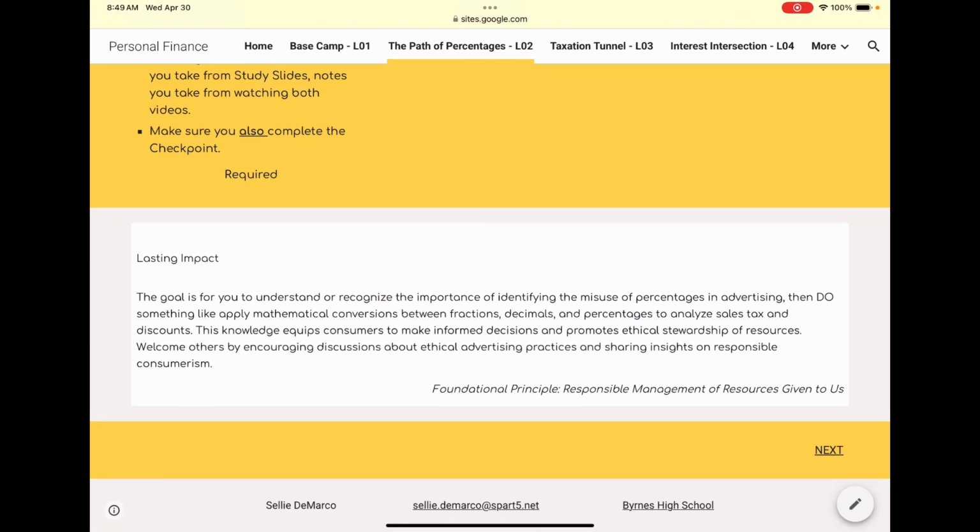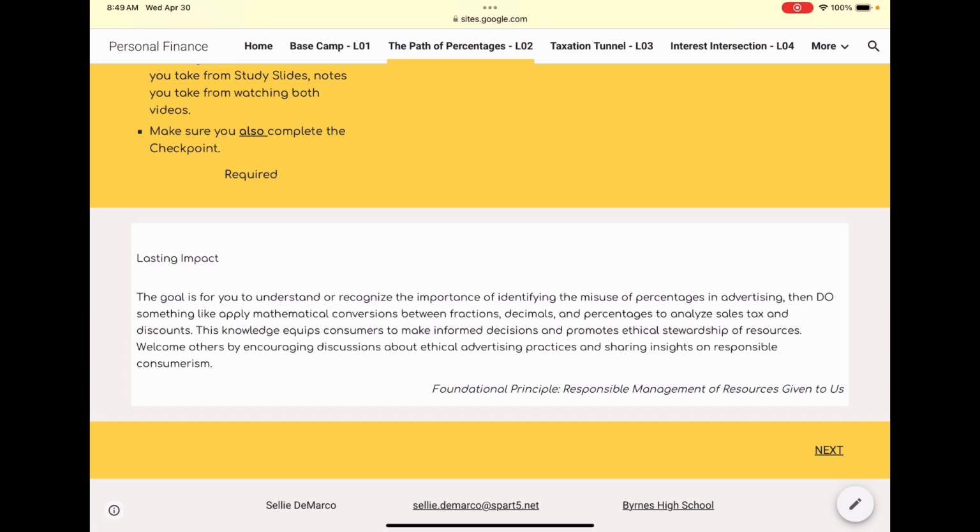So for example, you can see the lasting impact where I state it as the goal is for you to blank and then do blank, and then why it's beneficial and how we can welcome others into understanding that overall goal, that overall lasting impact. And then at the very bottom in italics, you can see how it connects back to one of the 3 foundational principles, which is the overall purpose of the unit.